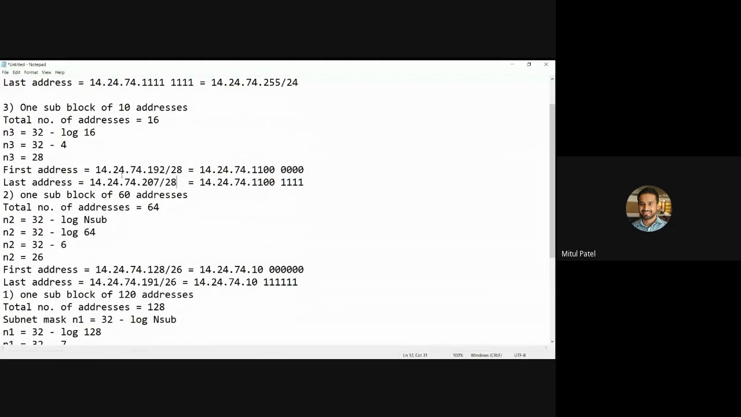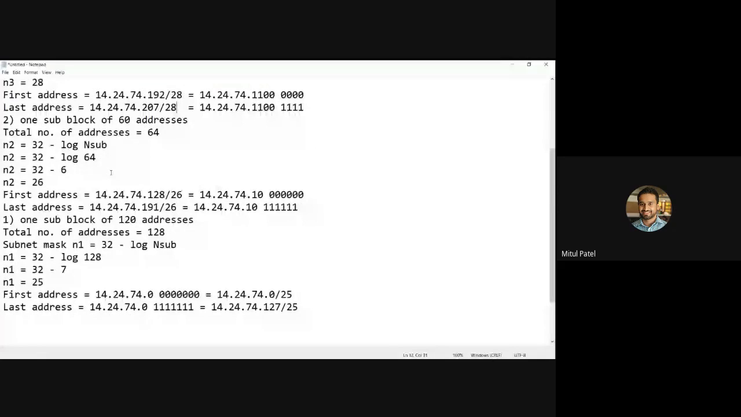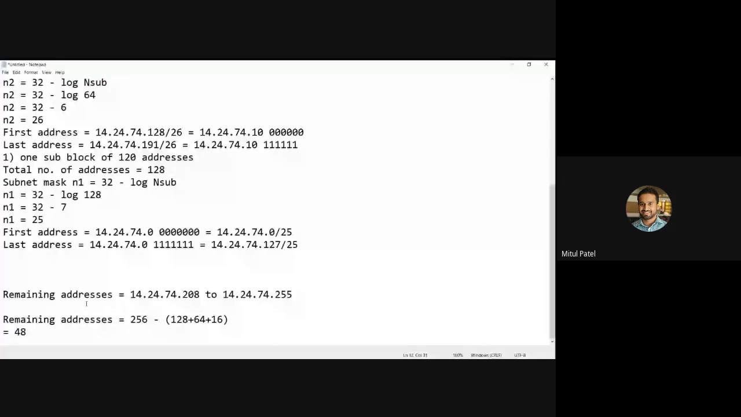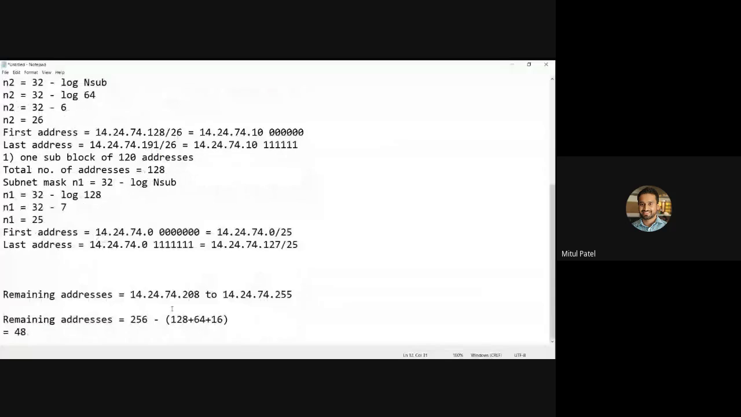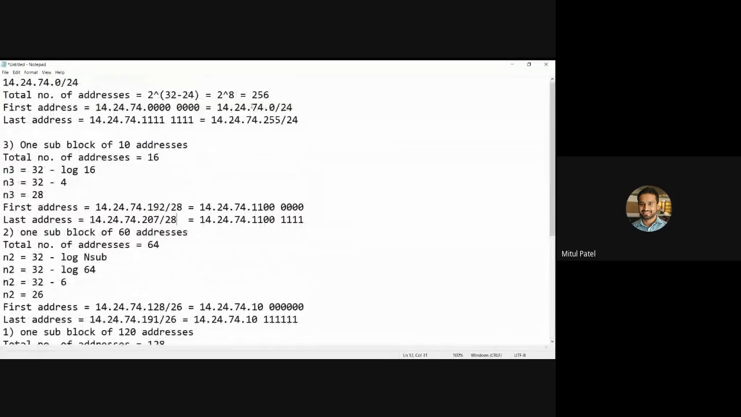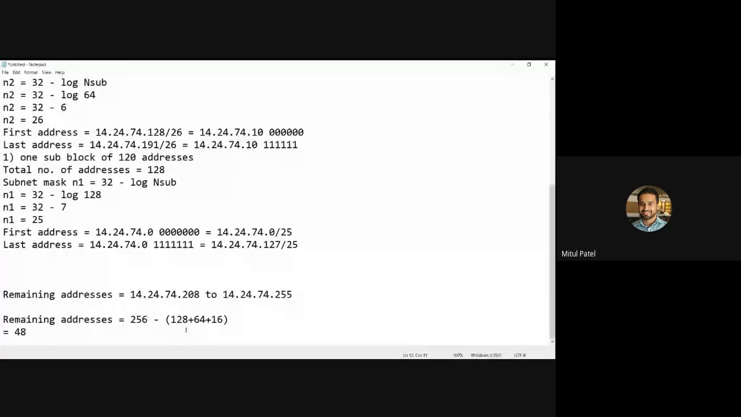Now, if you have one more question, how many addresses remain after allocating these, then you can say that the last address is 207. So from 208 to 255, those addresses are going to remain. 256 is the total number of addresses for this whole block. Out of 256 we have allocated 128 plus 64 plus 16, so the remainder is 48. So 48 addresses are going to remain.